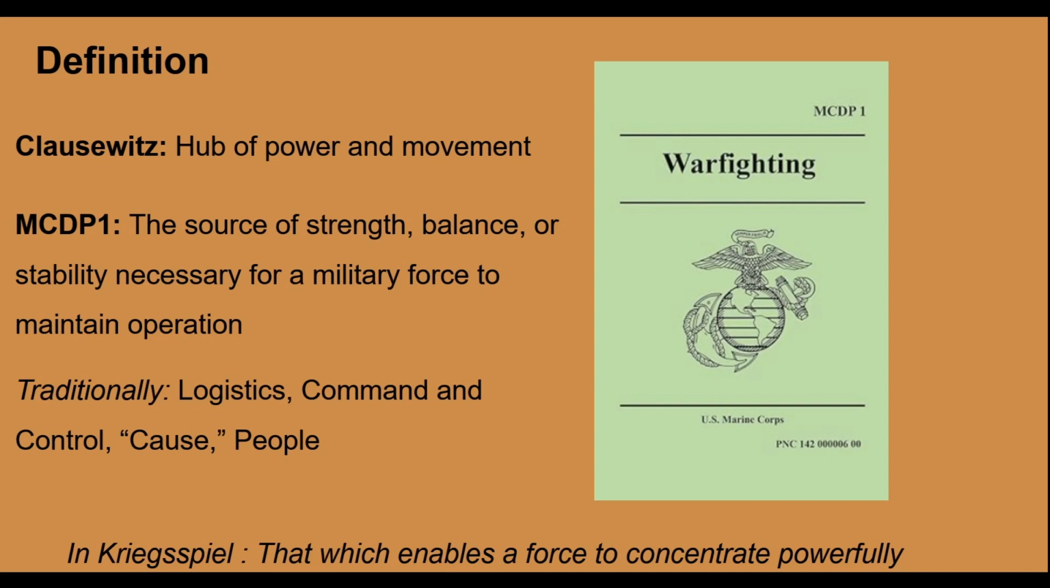Marine Corps doctrine, specifically what you see on the image here of the manual Warfighting, which came out in 1989, defines the center of gravity as the source of strength, balance, or stability necessary for military force to maintain operation. So it's all about this idea of a source of power. So traditionally, this is defined as logistics, command and control, the cause that people are riding to, or the people themselves. These are all seen as sources of strength.